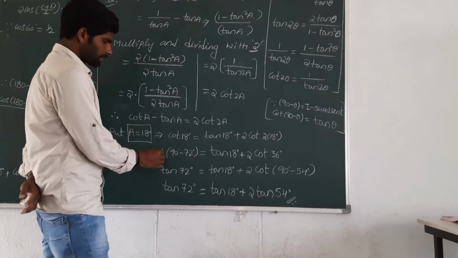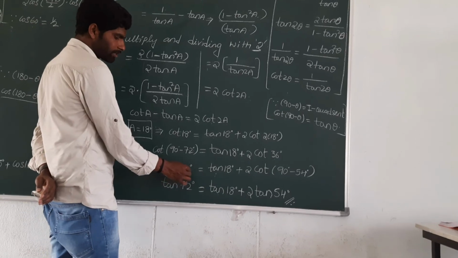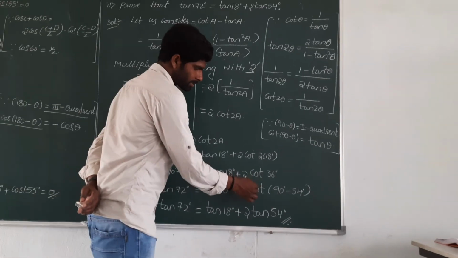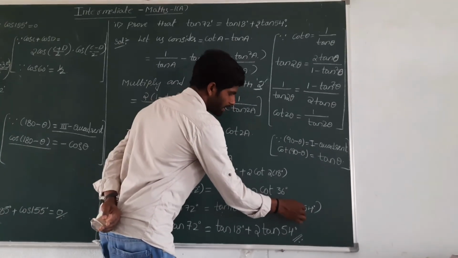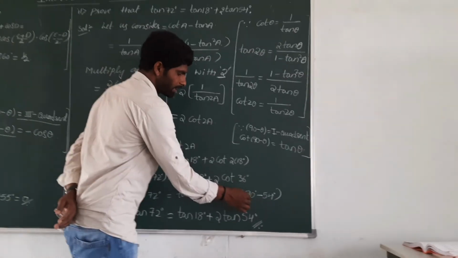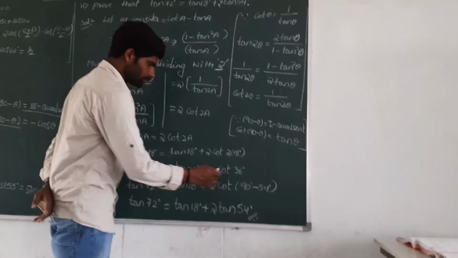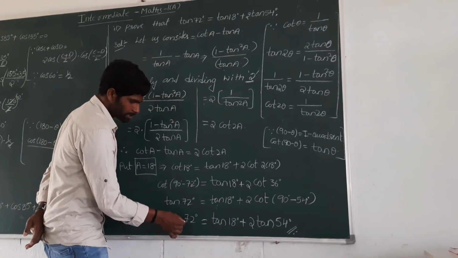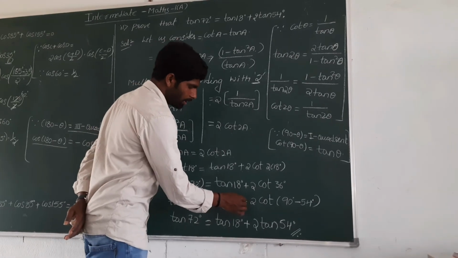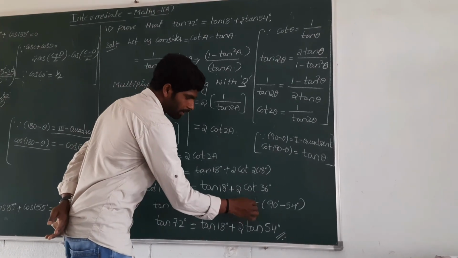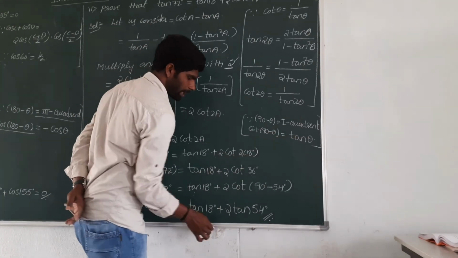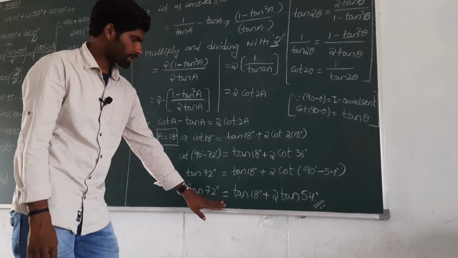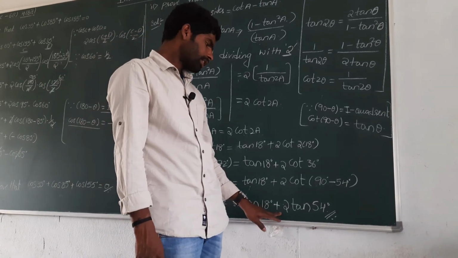So cot(90 minus 72) is nothing but tan 72 degrees, which is equal to tan 18 degrees plus 2 as it is, cot(90 degrees minus 54 degrees). 36 I am writing as 90 minus 54, so it is also of the form 90 minus theta. Cot of 90 minus theta is nothing but tan theta, tan 54 degrees. So finally we get tan 72 degrees equals tan 18 degrees plus 2 tan 54 degrees.